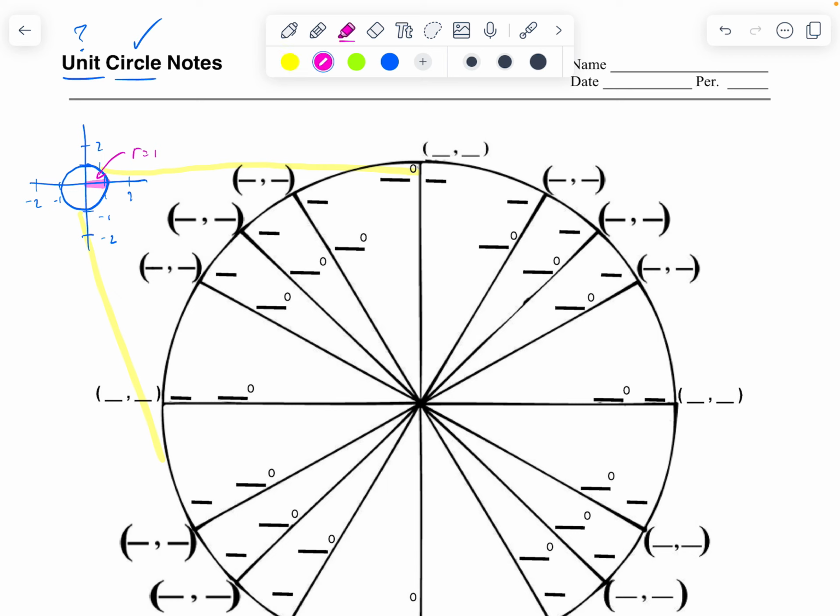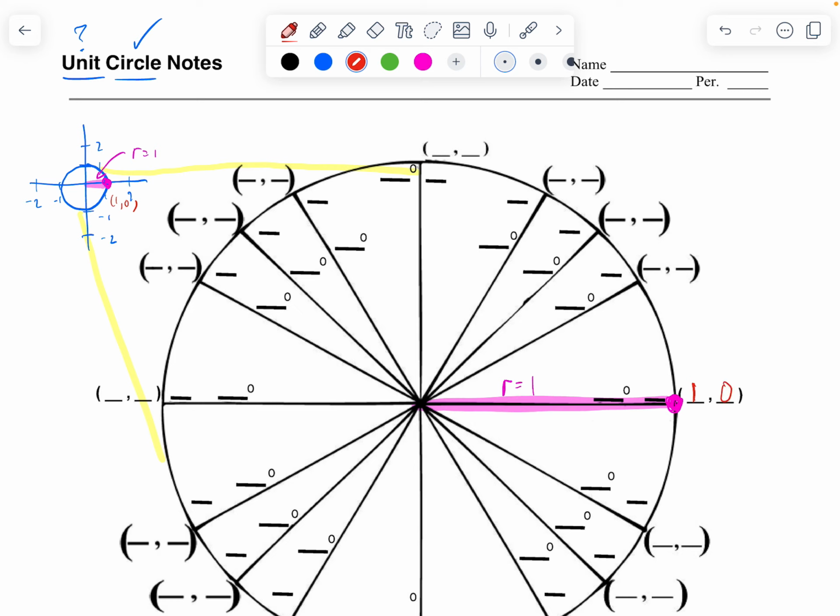So I'll draw the same thing. That highlighted part that I drew on the graph right here is the same radius right here. So this radius is equal to 1. What does that mean about this point right here at the tip? Well, that point is the same thing as this point, and we know that the coordinate pair for that is (1, 0). So we can fill in this part of the unit circle: (1, 0).